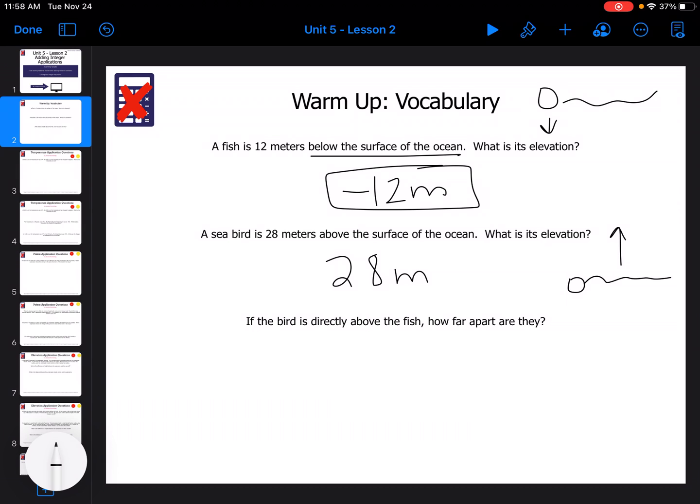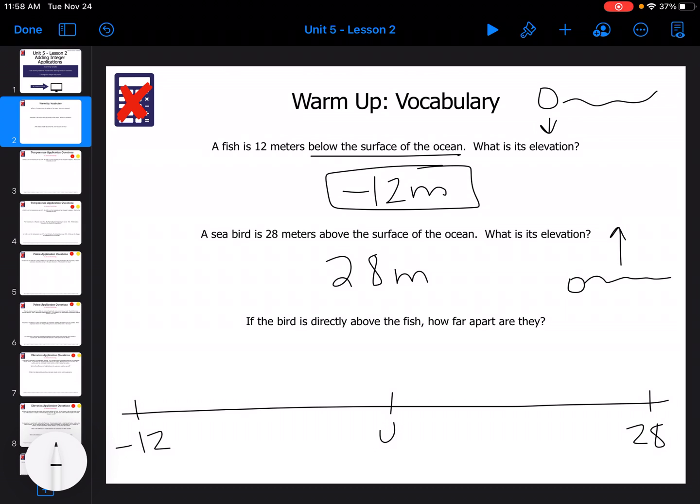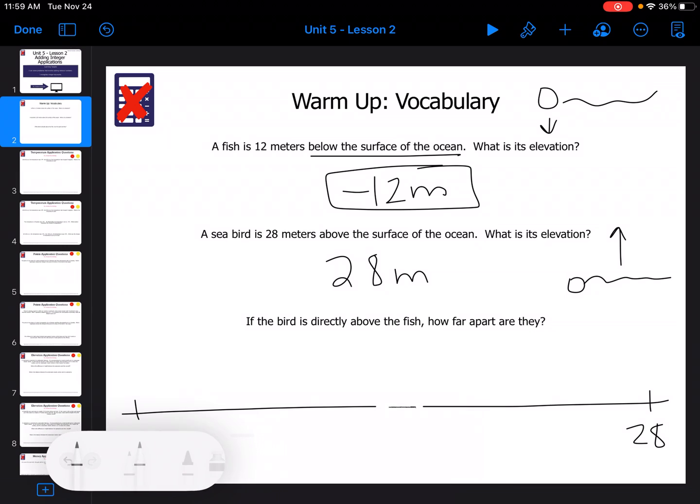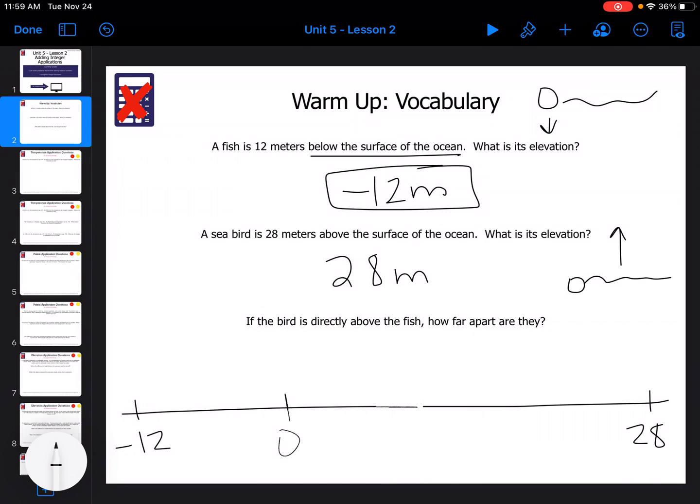So I have my number line. I have negative 12, and I have positive 28. Then I'm going to put 0 in the middle, okay? This isn't very precise, because if I was being more precise, I would probably move it over a little bit, so that it was more like here. Okay, so I need to think, how am I going to get from here to here?